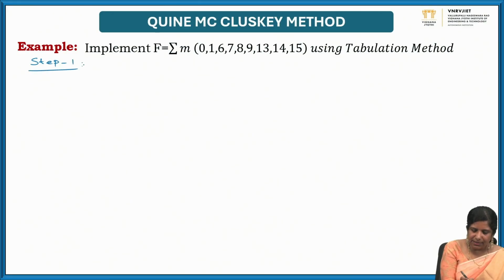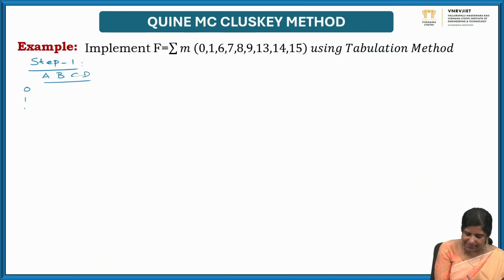What is the first step? For the given terms, you have to write the binary representation. I am taking the inputs as A, B, C, D, and the minterms, the decimal numbers, I am writing 0, 1, 6, 7, 8, 9, 13, 14, 15. For all these, you have to write down the binary representation.